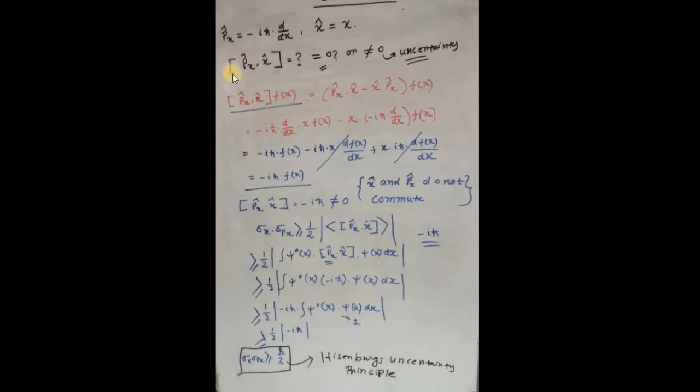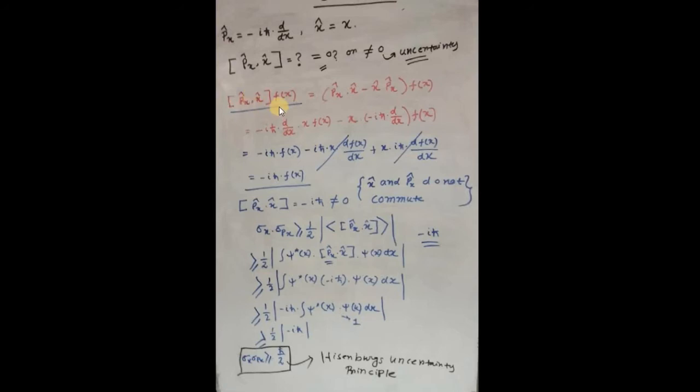So what will be the commutator of these two operators? The commutator of these two operators can be expressed as [p_x, x]. So you will see whether they commute or not. To see that, we have to apply this commutator to the function f(x).